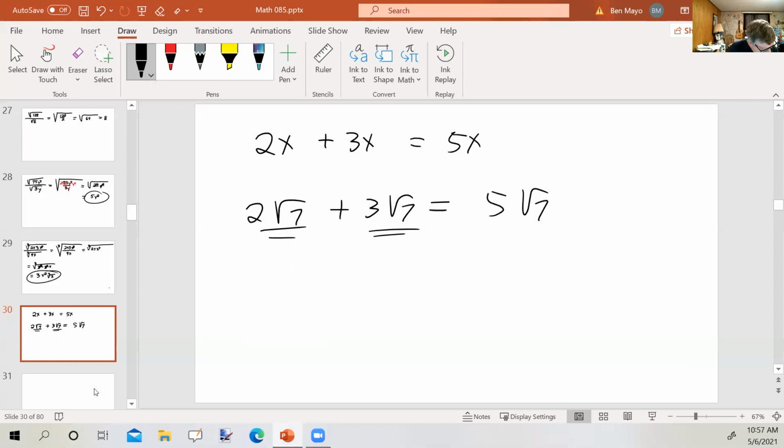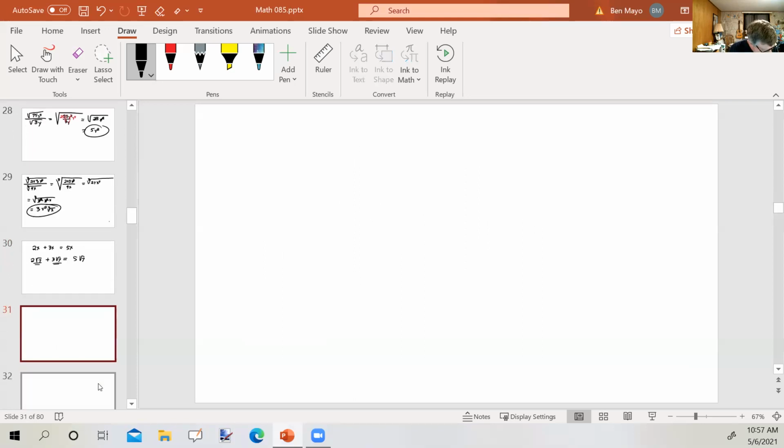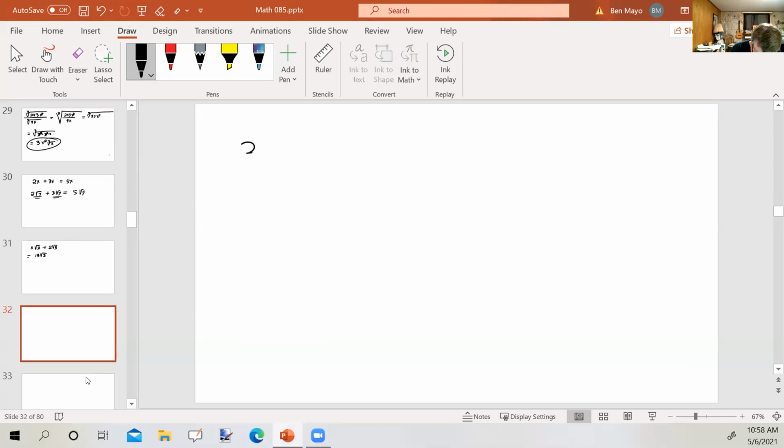Okay, now let's look at some examples. Let's say I've got 11 square roots of 3 plus 2 square roots of 3. Well, that would equal 13 square roots of 3. Let's say I've got 30 cube roots of 6 minus 10 cube roots of 6. That would be 20 cube roots of 6.